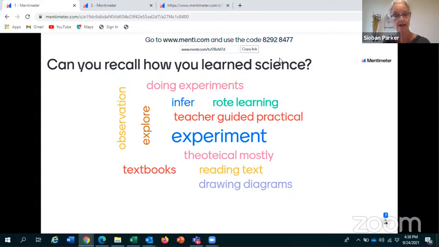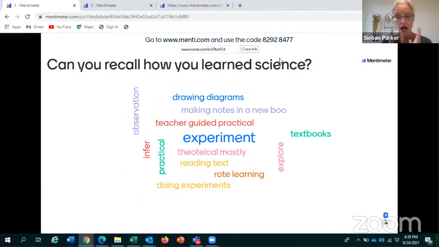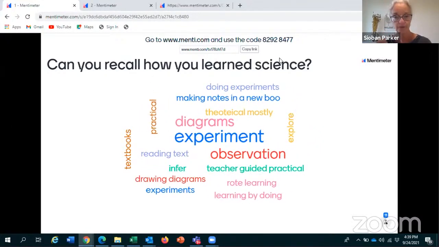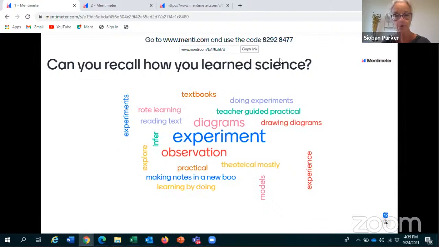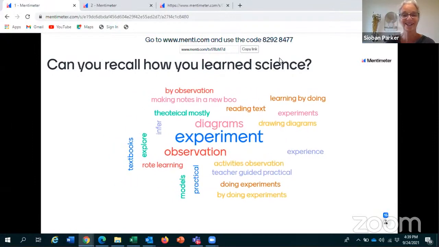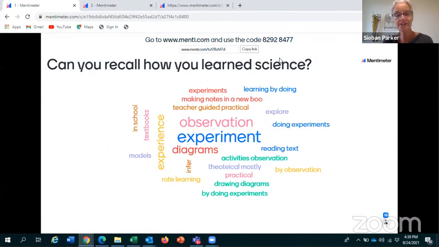We're going to pick up on the diagrams in a moment as well. So we've got a very rich balance here, okay? Theoretical mostly, yes. Very interesting, because now we're moving away from the theory by getting really stuck into doing experiments and learners working out the answers themselves. This is great, okay? Making notes in a new book, okay? Yes. Okay, can we move on to the next question?